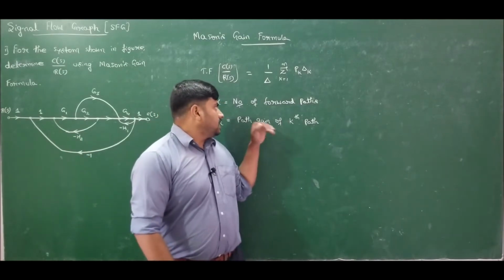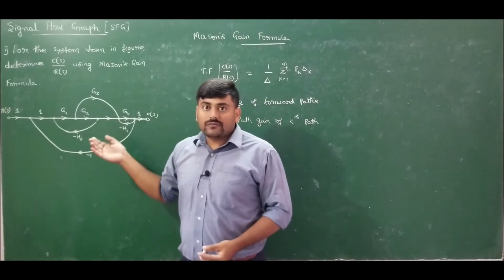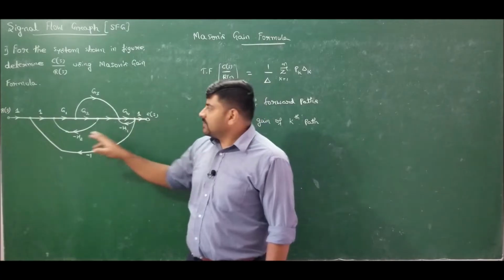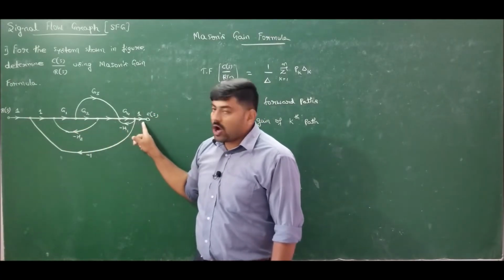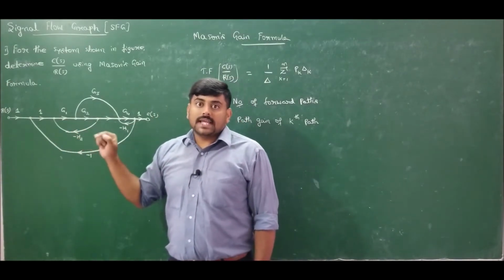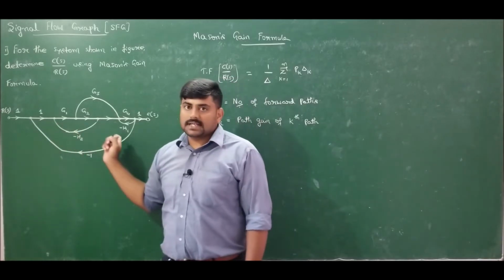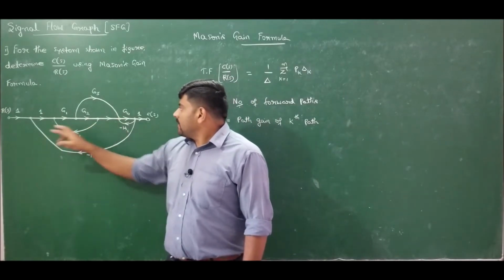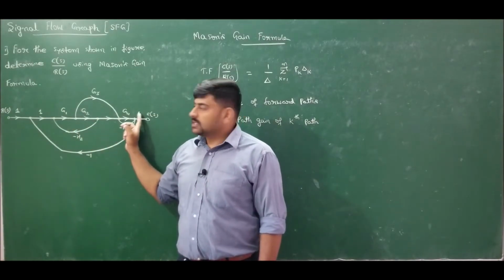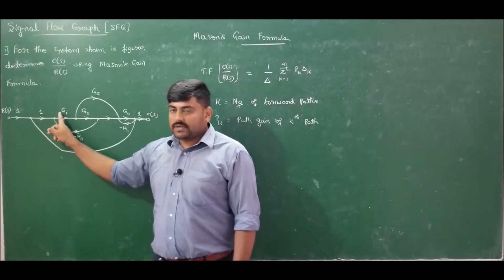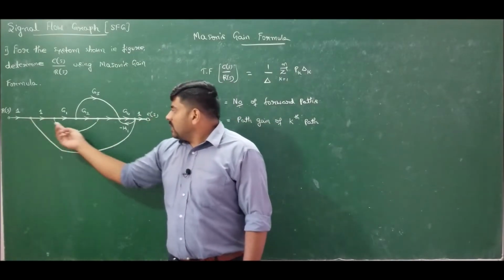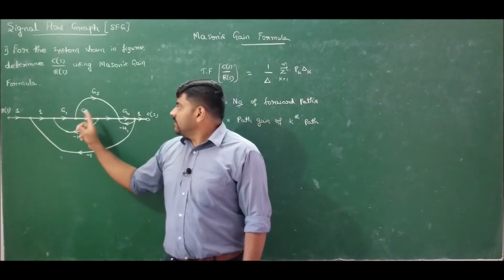Coming to path gain, it is the product of branch gains in the given path. So if I consider this as path number 1, that is from input to output, the straight line is the forward path. Therefore the path gain is the product of branch gains. How many branch gains are there here? 1, 2, 3, 4, 5 and 6. 6 branch gains are there. Take the product of those 6 branch gains. So 1 into 1 is 1, 1 into G1 is G1, G1 into G2, G2 into G4, G4 into 1. So the forward path gain of path 1 is G1 G2 G4.